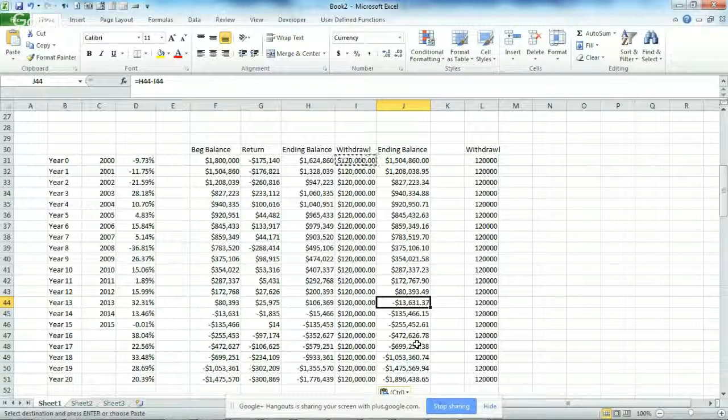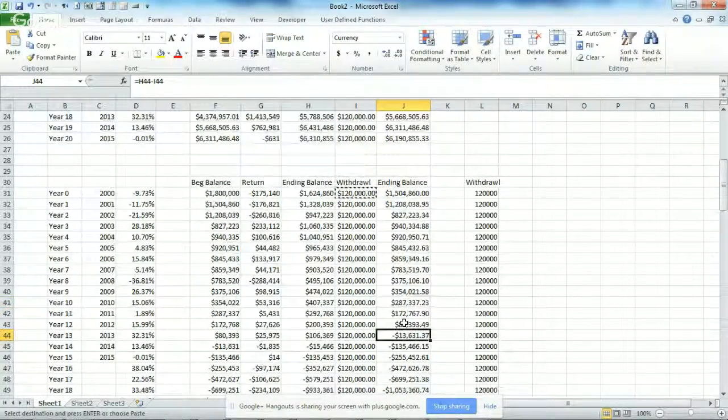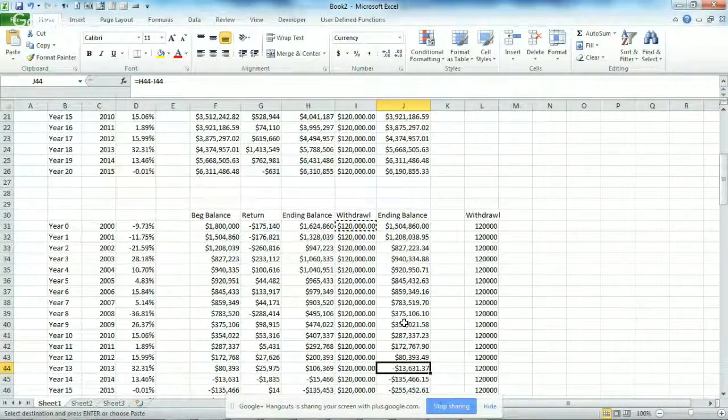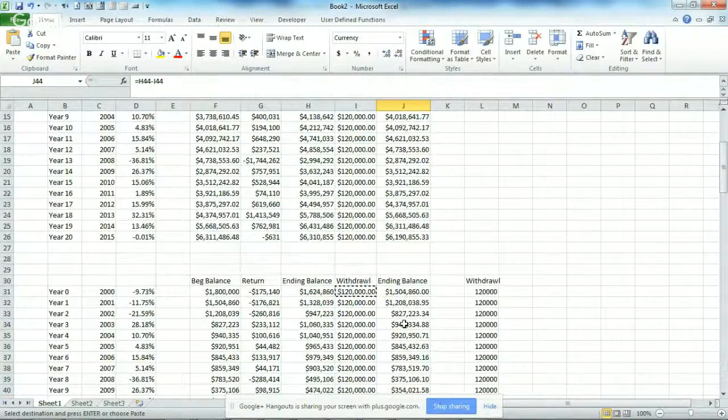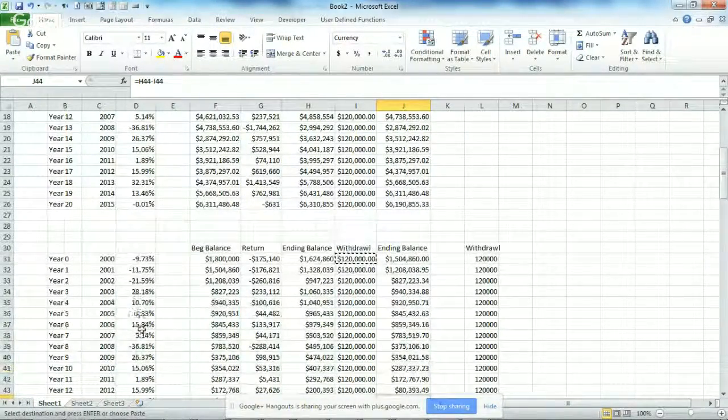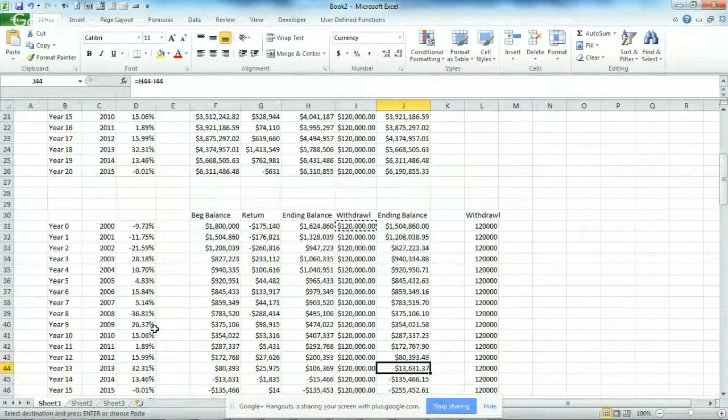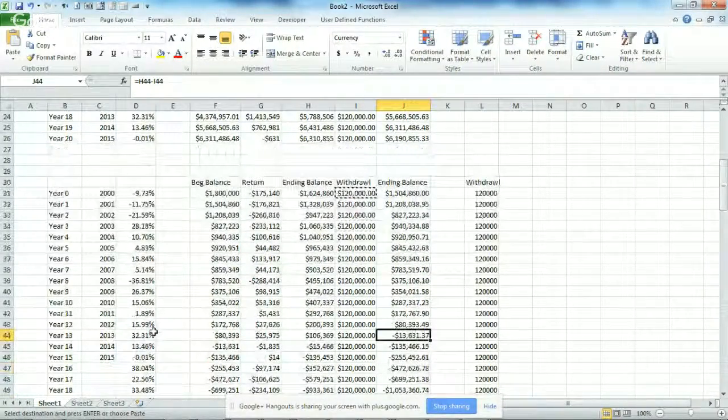So what I'm trying to say here is that your sequence of returns does matter. We had the exact same returns, and it matters more when you are actually taking the money out from the market. When you're in your accumulation phase, it doesn't matter so much. We keep on adding to it, and historically the market has gone up. So if your time horizon is really long, it's not going to be an issue.